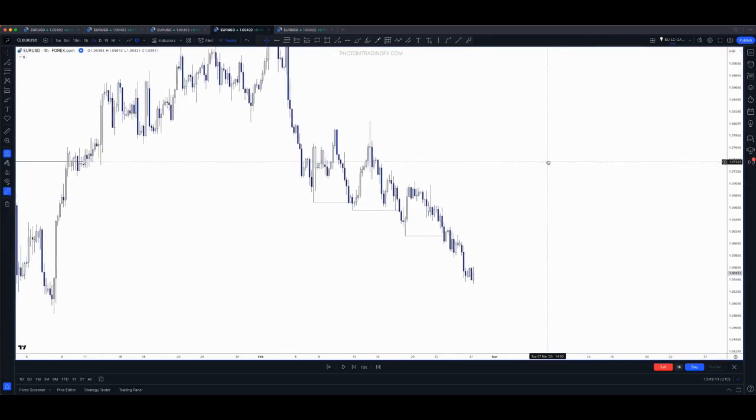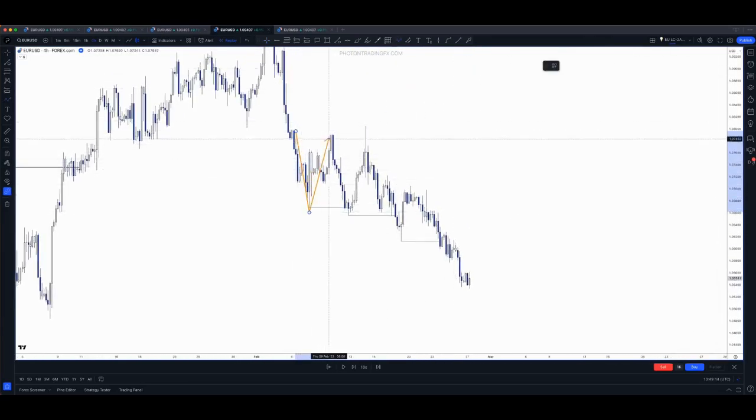Now we zoom into the more recent price action on the 4-hour chart. We're obviously bearish, moving to the downside. We last had a 4-hour break of structure here and we're quite overextended. So we know there's a pretty high chance that we're going to get at least a 4-hour pullback, right?